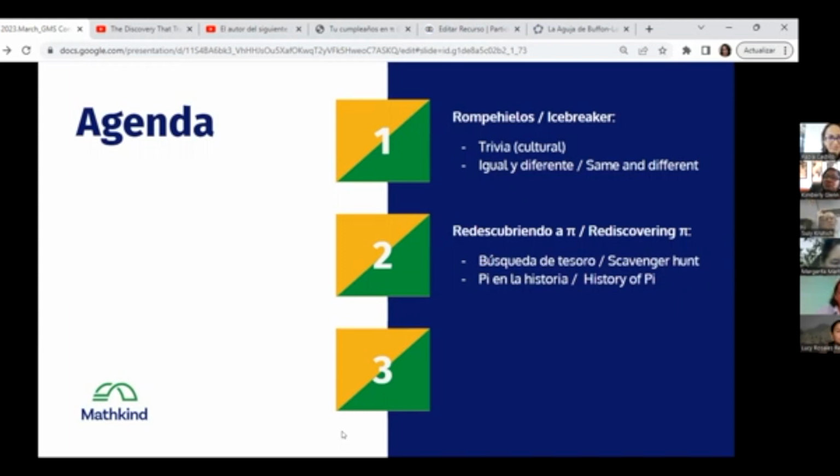We're also going to be doing a cultural activity, which is why I'm asking for you to do this. We're going to do an activity about same and different. Then we're going to do a scavenger hunt activity, similar to what Callie did at the beginning, explaining how we want to see and discover math everywhere.